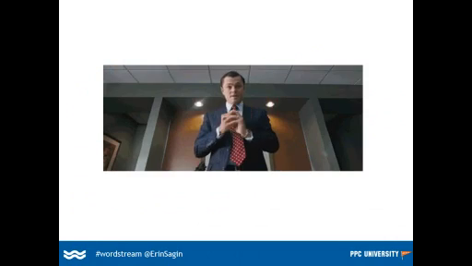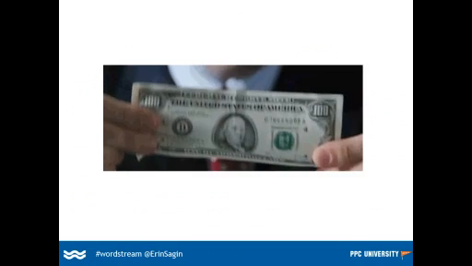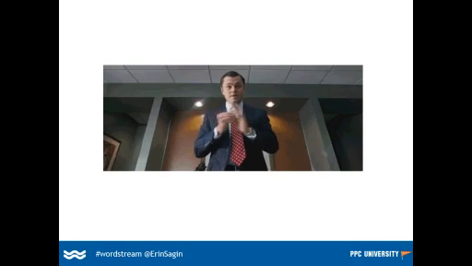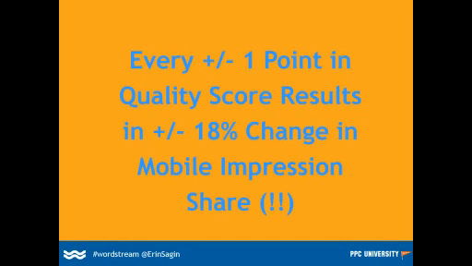Well, if you feel like that's the case and you feel like you're throwing your money in a trash can when you send it to Google, rest assured there is one other factor that's a contributor to ad rank, and it's a little bit different. So as you can see here, every plus or minus 1 point in quality score results in plus or minus 18% change in mobile impression share. So what that means is if you can focus on getting your quality score just a teensiest bit higher, it will have a huge impact on that impression share, and you won't need to focus quite so hard on boosting those bids.